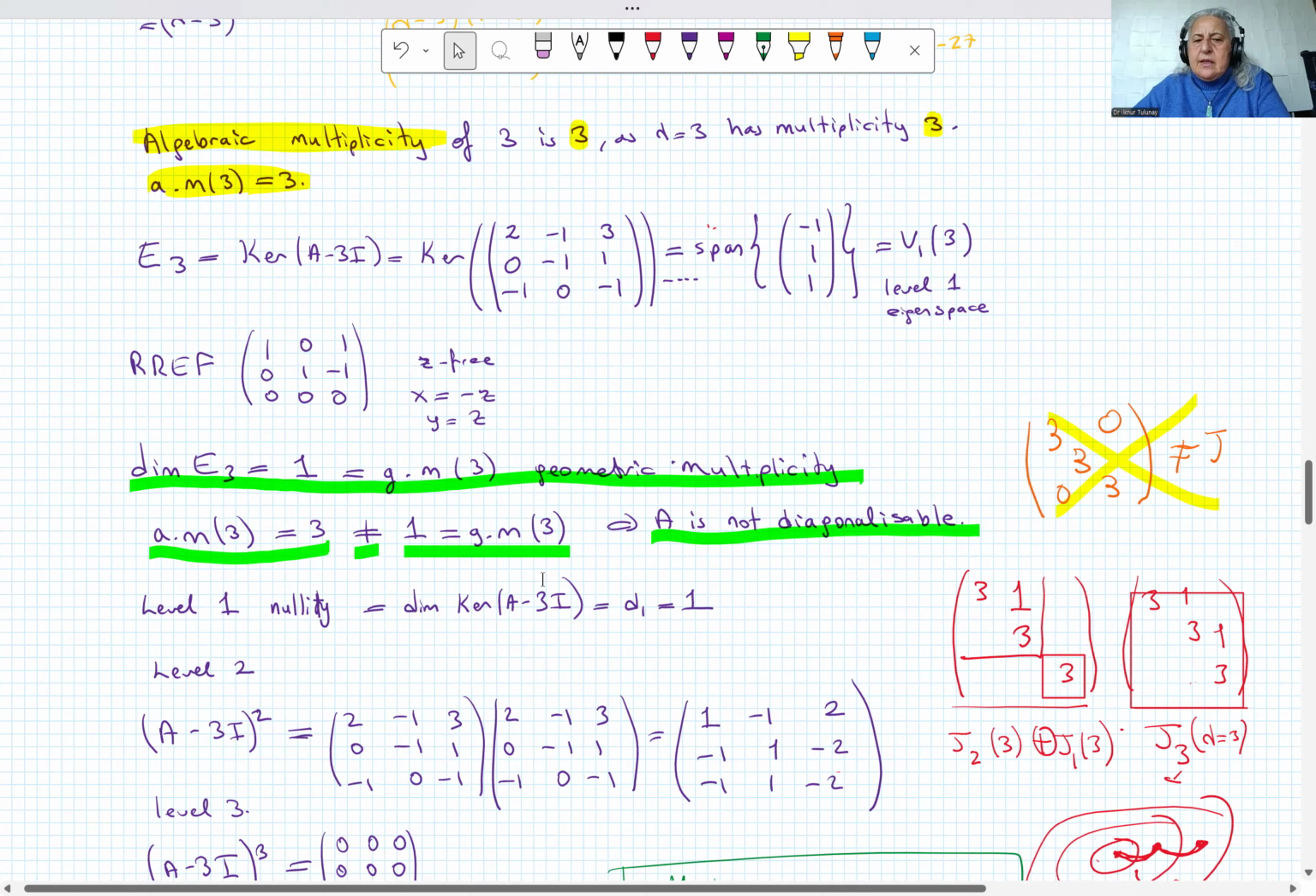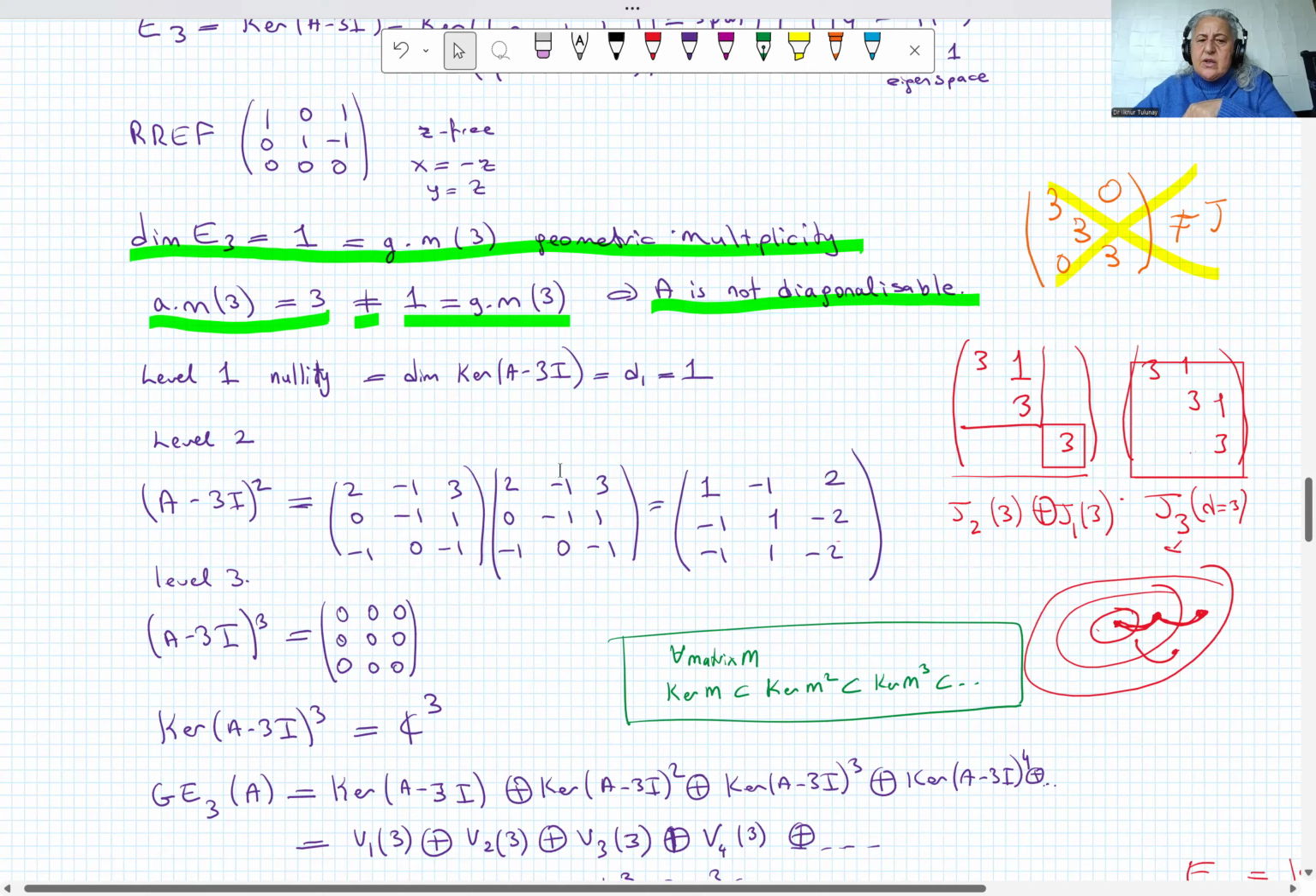So in order to be able to see that, we need to calculate the generalized eigenvectors. For k equal to 2, for level 2, we need to look at A minus 3I squared. If we take the square of this matrix, A minus 3I, we find this matrix. For k equal to 3, we need to take the third power. If you multiply this matrix with this matrix again, we will find a 0 matrix. So it means that the kernel of A minus 3I cubed is C cubed.